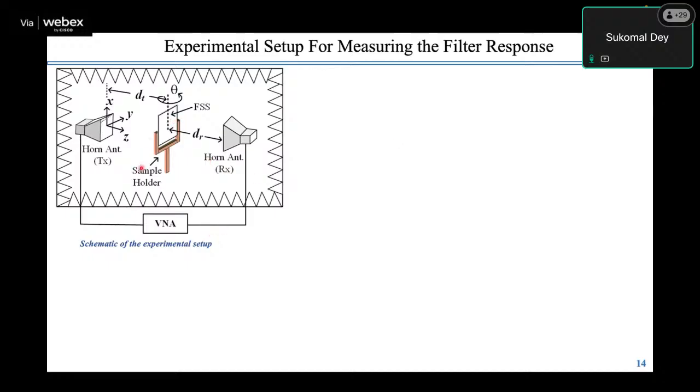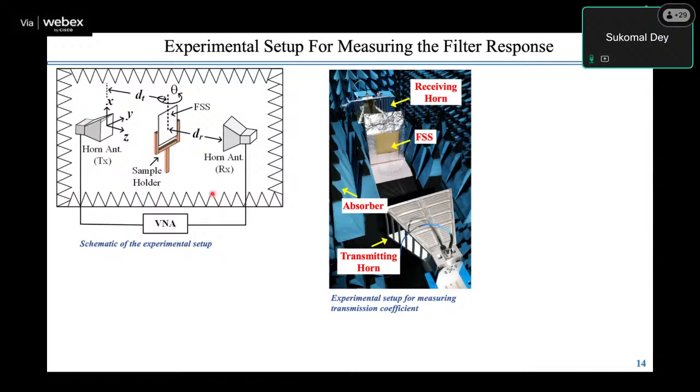Now, you have a transmitting horn and a receiving horn. In between, you are placing the FSS. This structure is for when you are operating the FSS in a transmissive mode. So the transmitting antenna is transmitting the signal, and whatever signal is transmitted through the FSS, you are capturing with the horn antenna. This structure is for the transmissive type. Now you can see similar responses inside our anechoic chamber, in the schematic you can see.